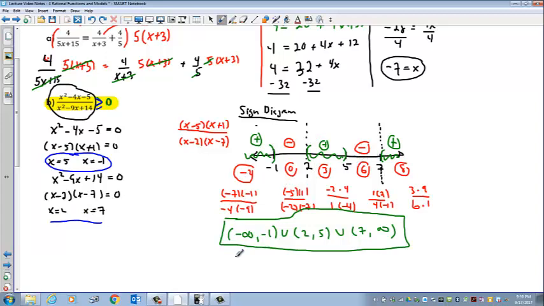But if I want greater than or equal to 0, what I'm going to need to do is negative infinity to 1. And then because that's where they have a 0, I would include 1. And then union, don't include 2, but I would have to include 5. And then union, then you would have 7 to infinity. So that's if you had greater than or equal to 0, you would have to include those 0 values there in your answer. All right, let's move on.